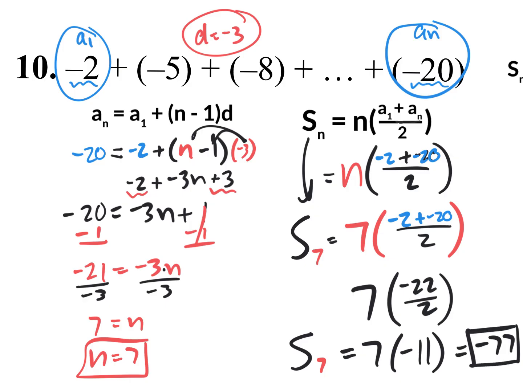So the summation of all these numbers, if you got a calculator and went negative 2 plus negative 5 plus negative 8 plus negative 11 plus negative 14 all the way to negative 20, and then hit equal, you're going to get a total of negative 77. That's the summation right there.